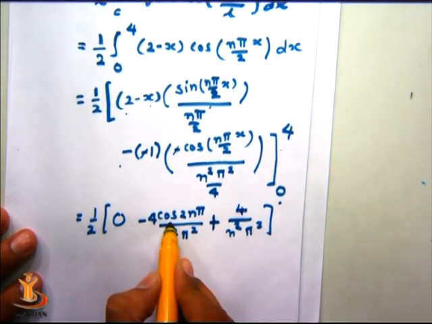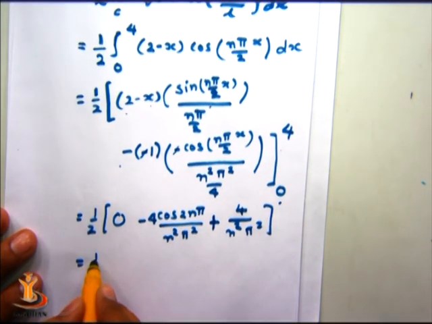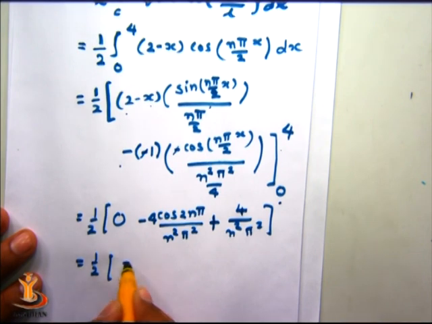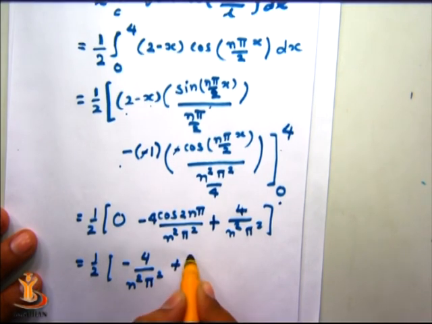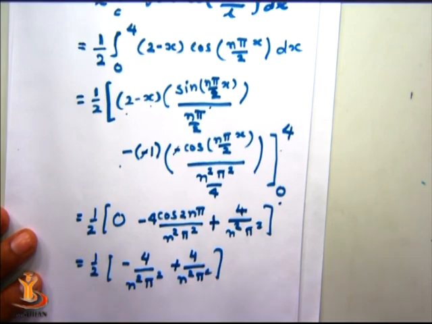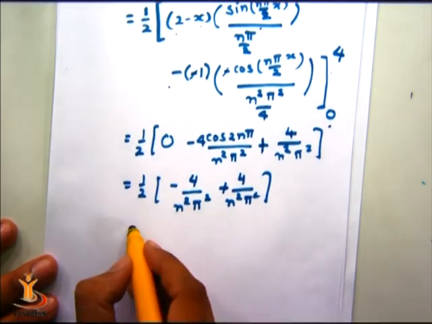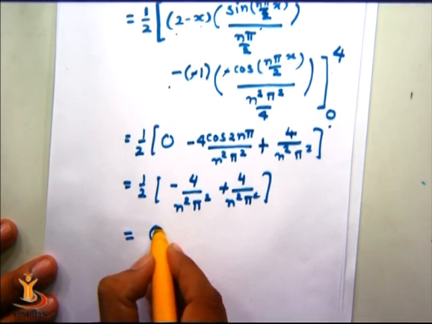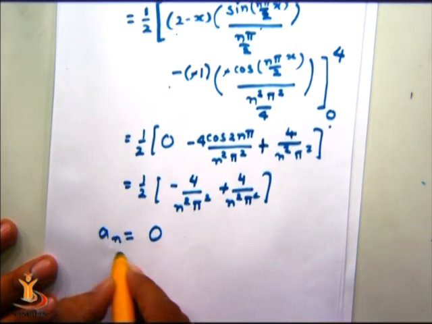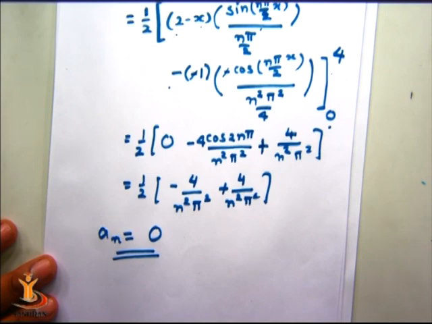But we know that the value of cos 2n pi is 1. So it is minus 4 into 1. So 4 upon n square pi square plus 4 upon n square pi square. It is a positive and a negative term. So these two terms cancel out and the value of an is 0. This plus and minus get cancelled.